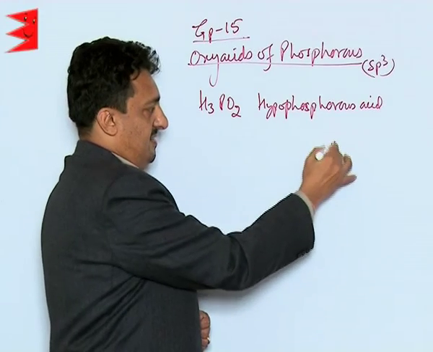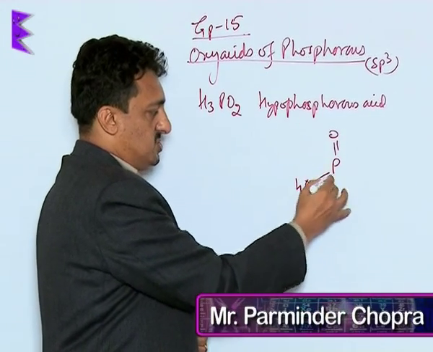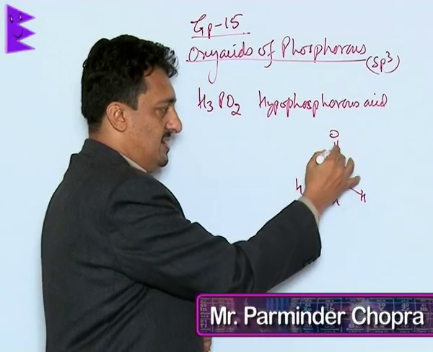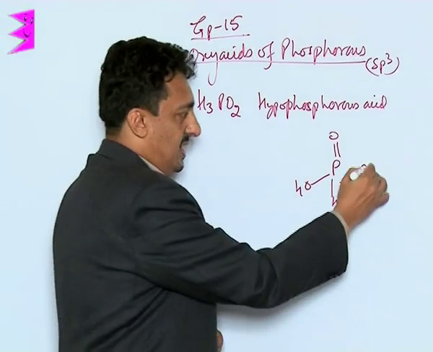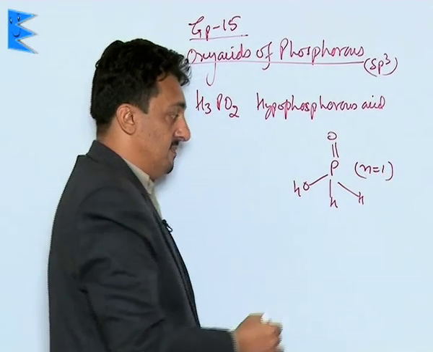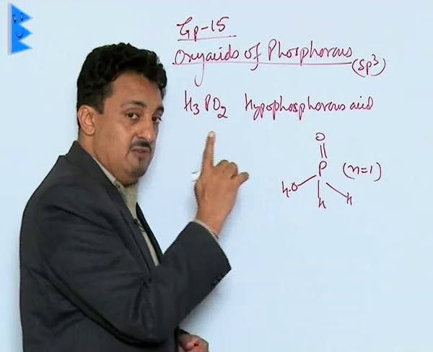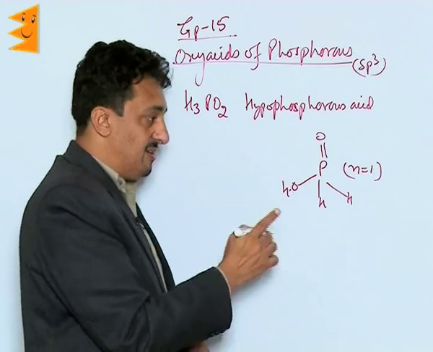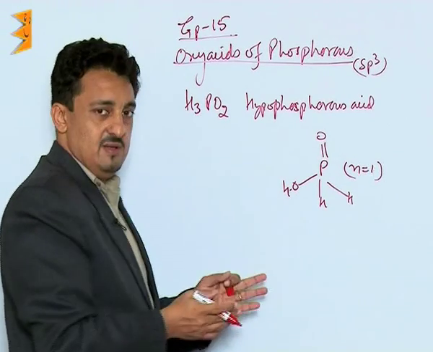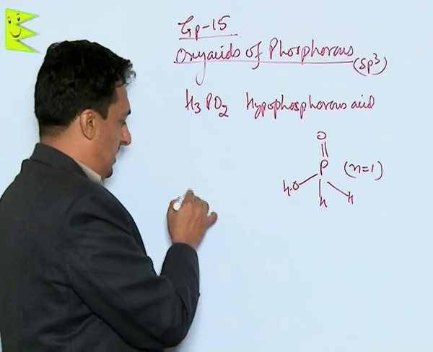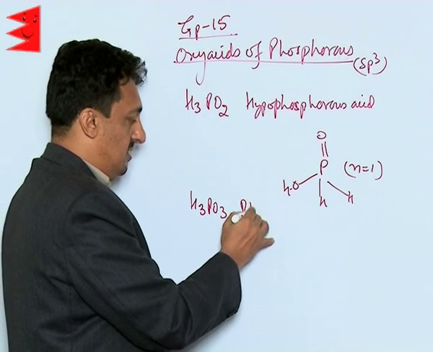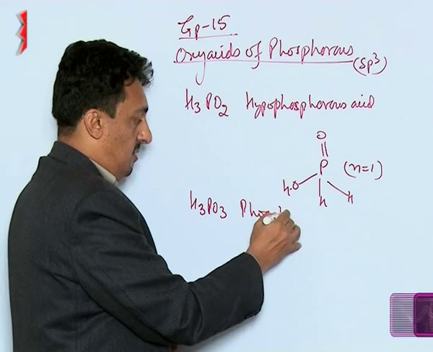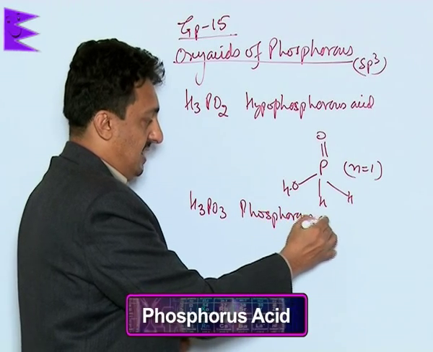And in this, the structure is like this. There is one OH group and the two H are directly bonded to phosphorus. That is why its N factor or its basicity is only 1. It's not 3 as it appears from the formula. It's 1. The second acid is H3PO3, which is called phosphorus acid.